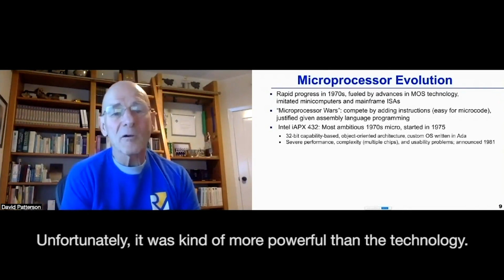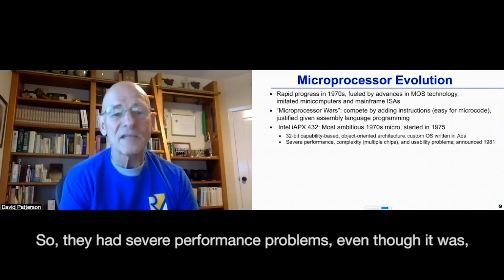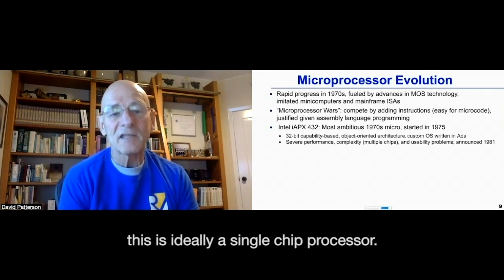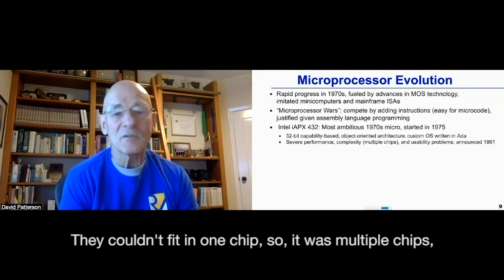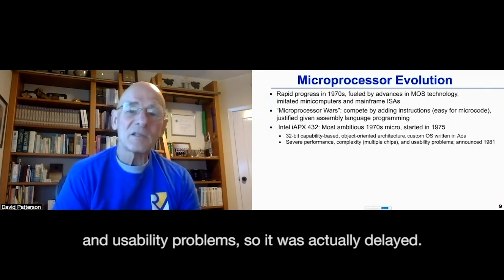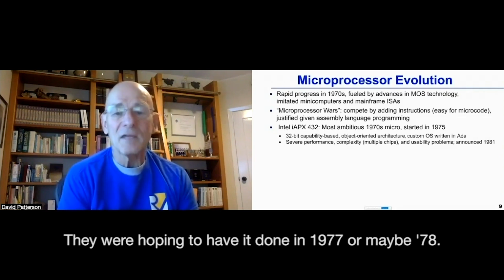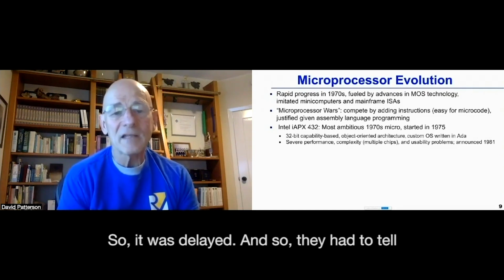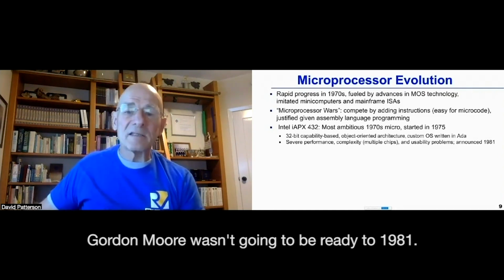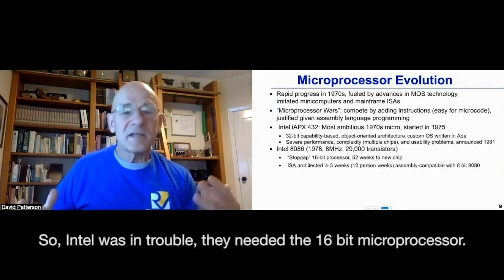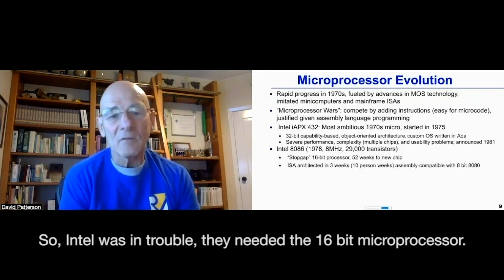Unfortunately, it was more powerful than the technology, so they had severe performance problems, even though it was ideally a single chip processor. They couldn't fit it in one chip, so it was multiple chips, and there were usability problems. So it was actually delayed. They were hoping to have it done in 1977 or maybe 78, so they had to tell Gordon Moore it wasn't going to be ready till 1981. So Intel was in trouble.